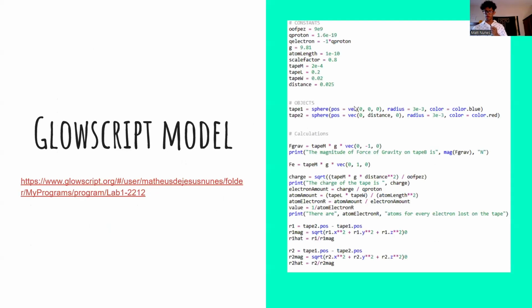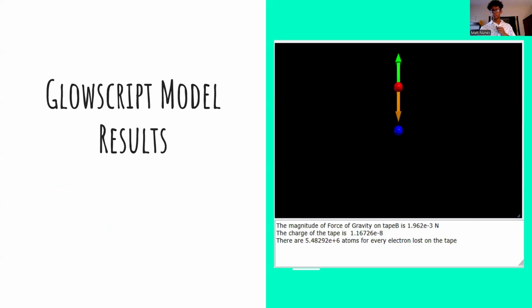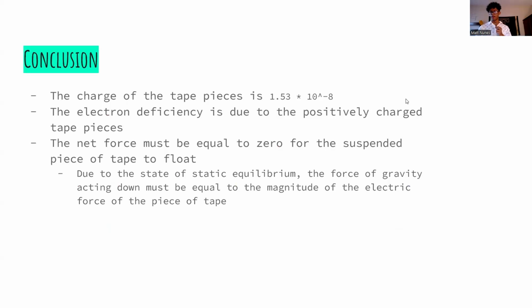This is my GlowScript model, and this is showing the results of the model. As you can see, the electric force is going up, and it's completely canceling out the force of gravity. The conclusion I was able to get was that the charge of the tape pieces was 1.53 times 10 to the negative 8. The electron deficiency of the tape is due to the positively charged tape pieces. And the net force must be equal to 0 for the suspended piece of tape in order for it to float.